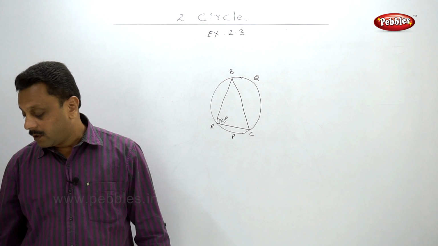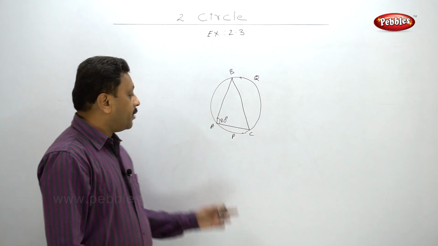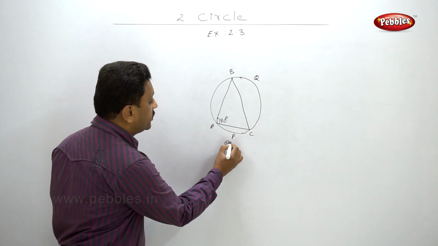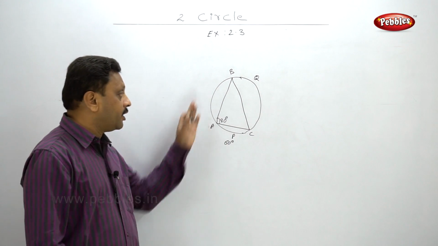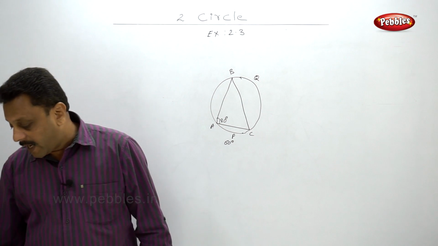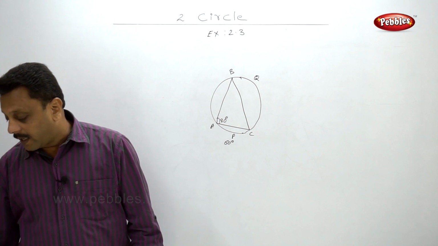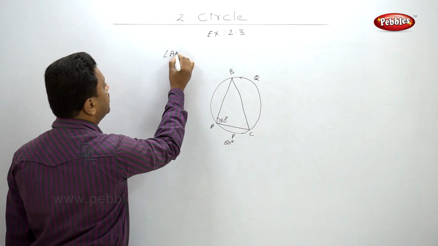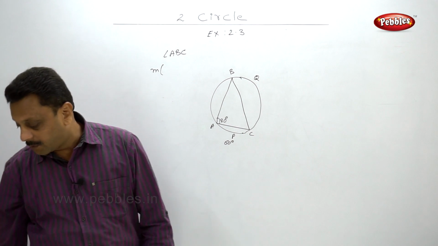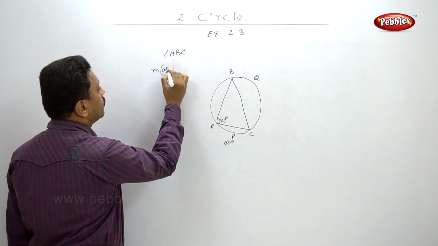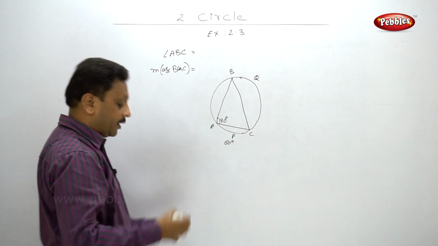Let us see what else is given. Major arc APC is 60 degrees. I am writing it directly on the figure. On the rough figure you should write everything that is given. And angle BAC is 80 degrees. Find angle ABC, and we have to find the measure of arc BQC. These two measurements we have to find out.